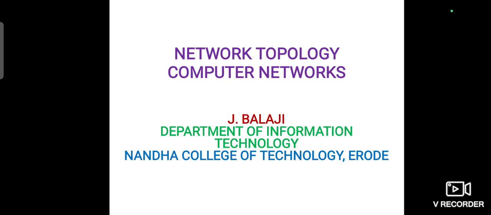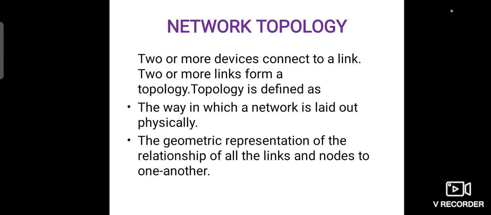Today we are going to discuss the topic network topology in computer networks. So what do you know about network topology? Two or more devices connect to a link. Two or more links form a topology. The topology is the way in which a network is laid out physically, the geometric representation of the relationship of all the links and nodes to one another.